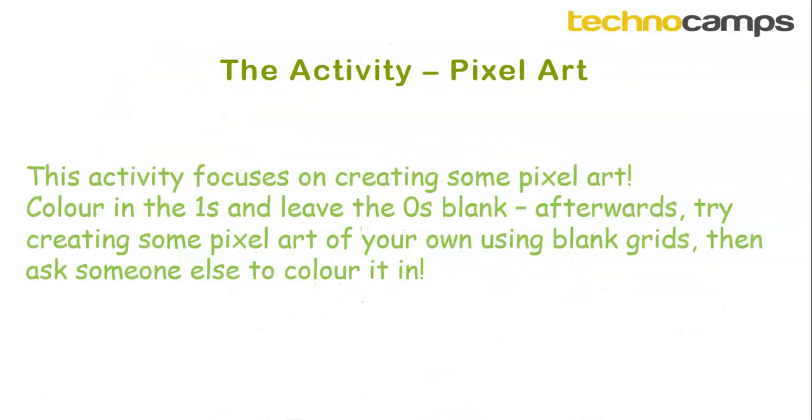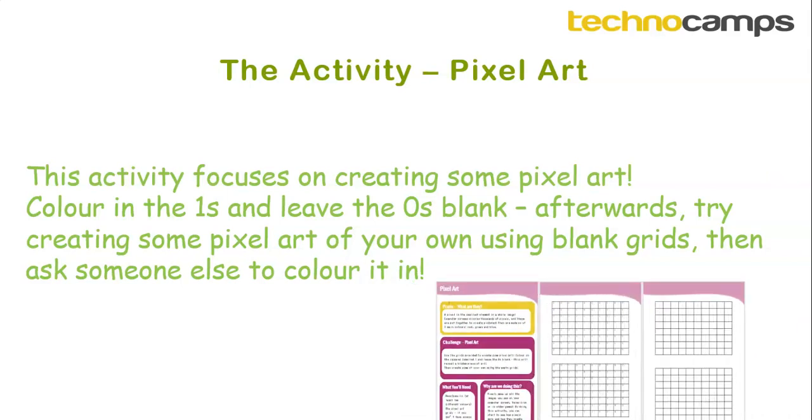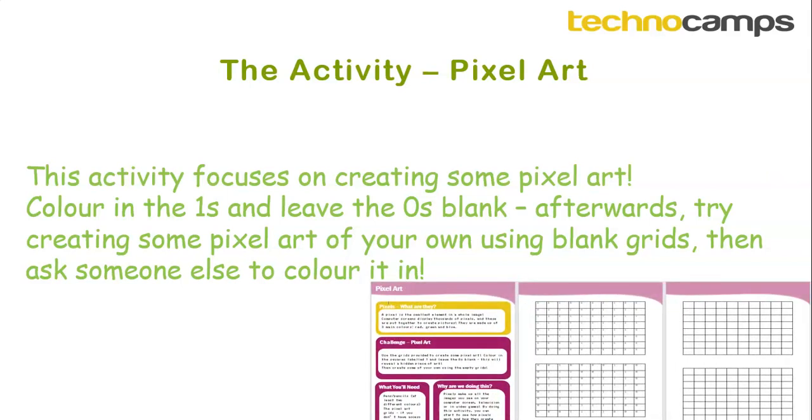So for this first activity, you'll be creating some basic pixel art of your own. The aim is to color in the ones and leave the zeros blank. Afterwards, you'll be creating some pixel art of your own for someone else to color in, using the blank grids that we've provided. This is what the activity sheet should look like. It's attached to this at the bottom.